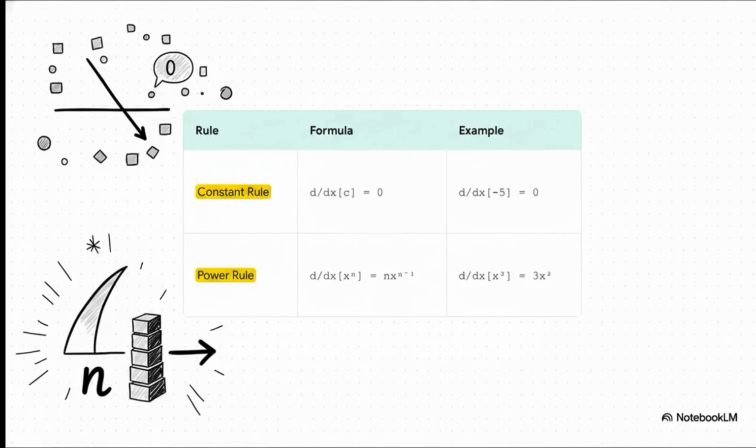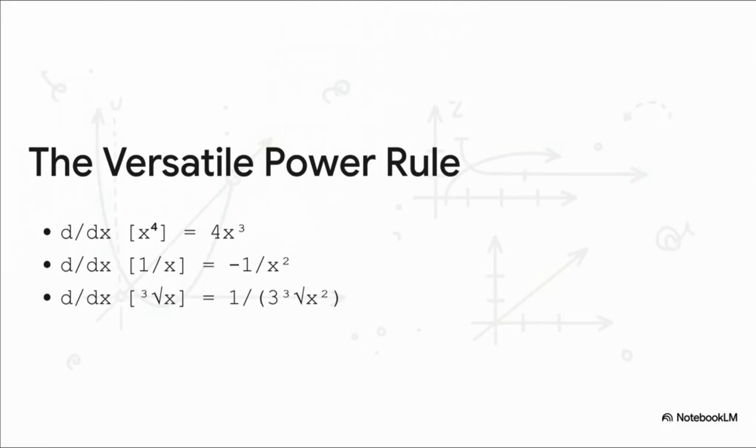Then we have the power rule. This one is the real workhorse. To find the derivative of x to some power, you just bring that power down in front as a multiplier, and then you subtract 1 from the original power. That's it. And check out just how flexible this power rule is. It works for a nice whole number power, like x to the fourth, no problem. But if you rewrite 1 over x as x to the negative 1, or the square root of x as x to the 1/2, the exact same rule still works perfectly. It's just an incredibly efficient little tool.